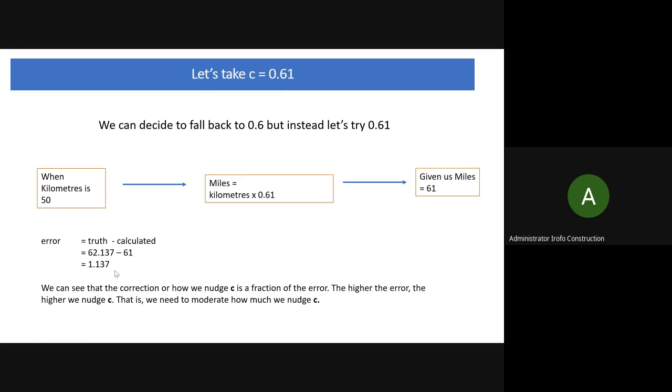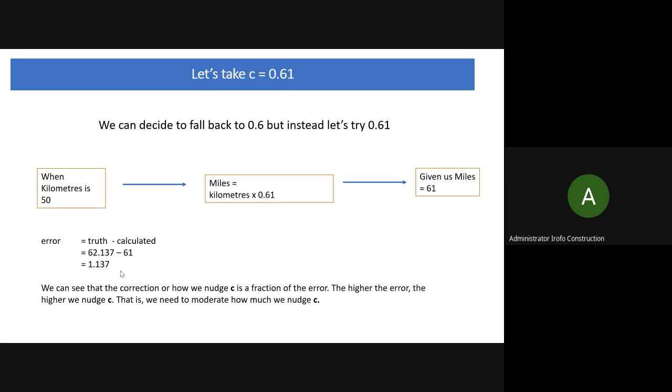Someone can also go ahead and do 0.611 or something like that, if we want to improve it. But I think 0.61 is good because it's giving us an error of almost 1.137, and that's preferable. We like it that way.